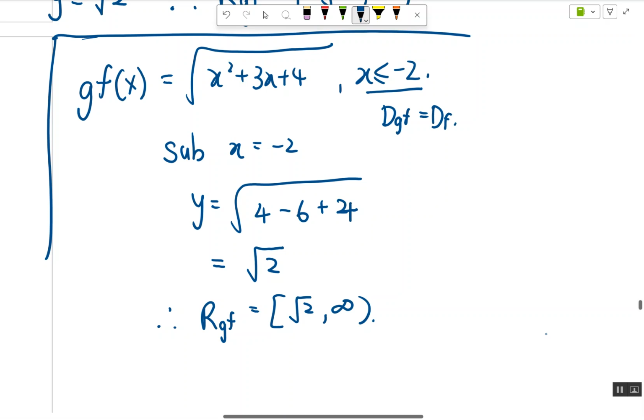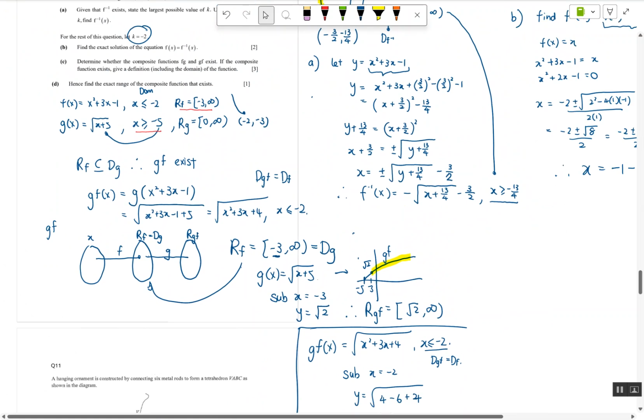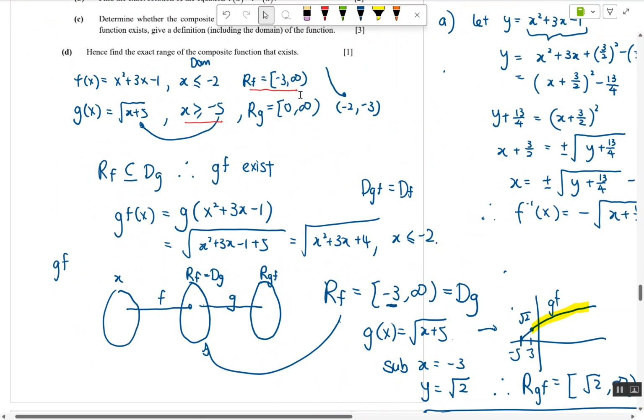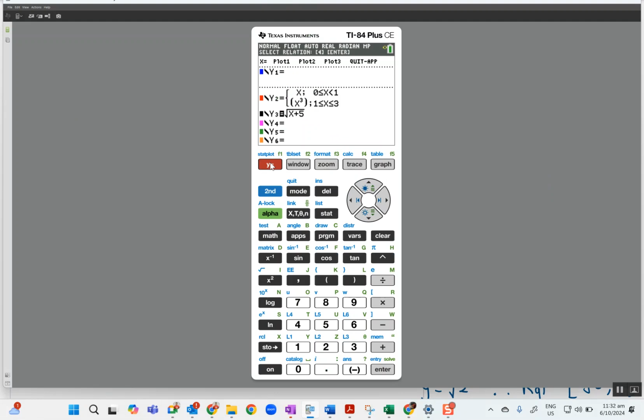Because if we have a composite function, it must always have the domain at the back. Yes, this way will be easier if you have an equation. Understand or not? So let's see the function. You are not sure why the range of f is negative 3 to infinity, right? Because it is a quadratic function, x squared plus 3x minus 1. Tell me the equation again: x squared plus 3x minus 1, right?